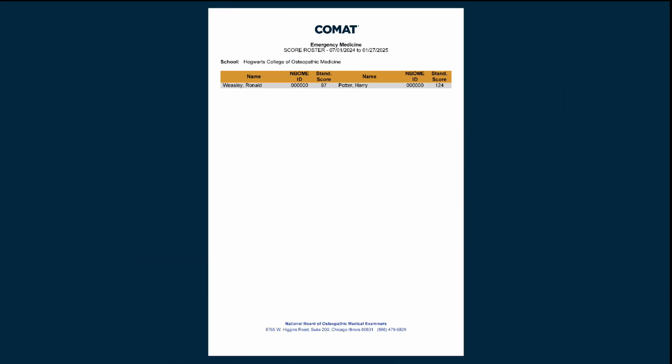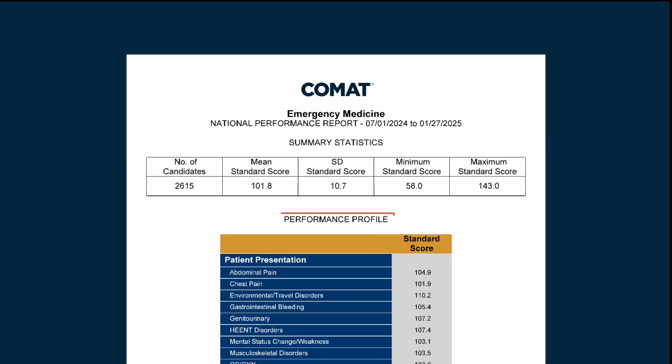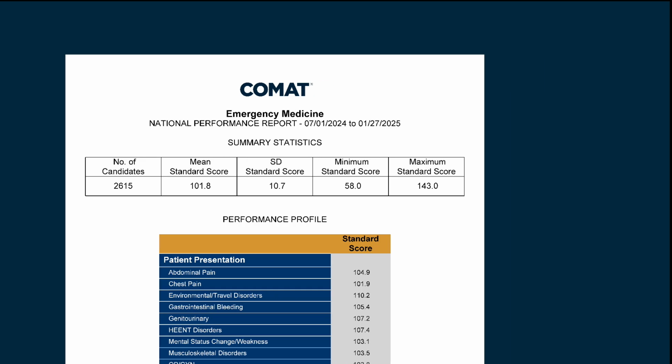After your school performance report, you'll see the summary of statistics under the National Performance Report. The performance profile is listed below. To compare your school's mean score to the national group mean score, you can do the following.